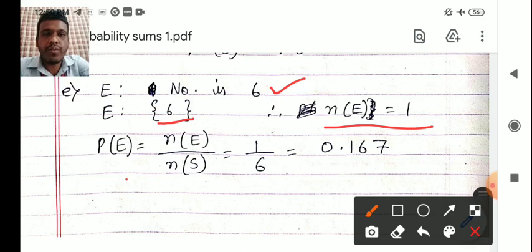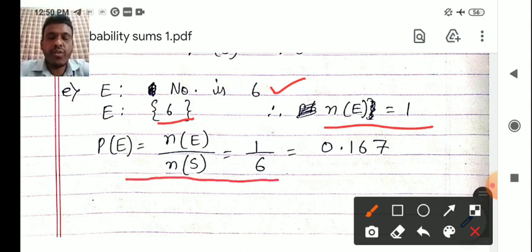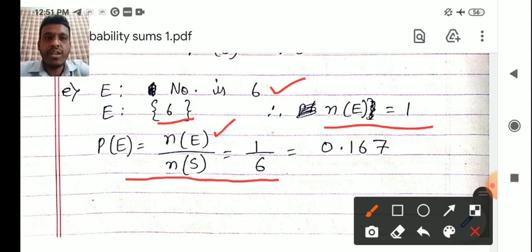So what is the probability of E? Probability of E is equal to n of E upon n of S, which is equal to 1 upon 6, because n of E is 1 and n of S is 6 here continuously. So 1 upon 6, which is equal to 0.167.